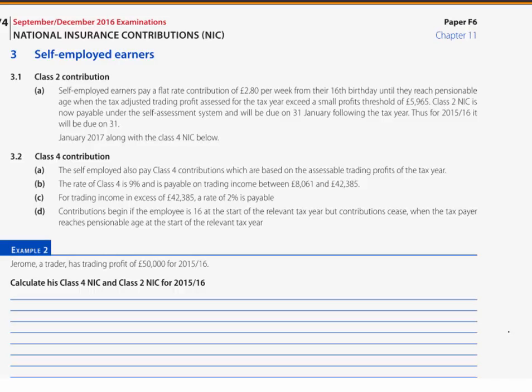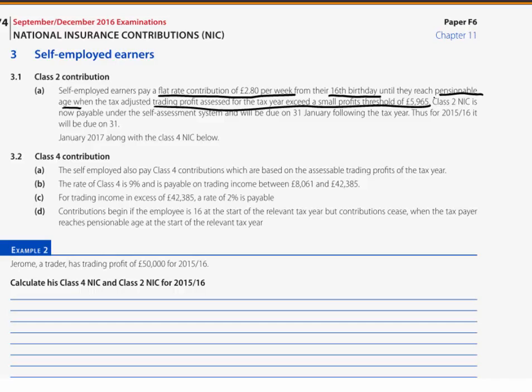But in terms of those Class 2 contributions, the self-employed pay a flat rate contribution here of £2.80 per week. Again, hardly going to set the world alight, that one, £2.80 per week. And that becomes payable from the taxpayer's 16th birthday until they reach pensionable age, when the tax-adjusted trade profit assessed for the tax year exceeds a small profit threshold. Again, we only have to pay that when the adjusted trading profit exceeds that particular threshold.